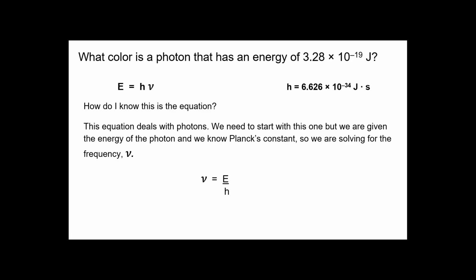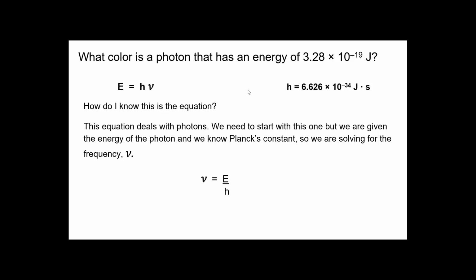What color is a photon that has an energy of 3.28 times 10 to the negative 19 joules? Here is the equation we're going to use. We will always be given Planck's constant. We need to know what color, and we have the energy, so we have E. Here's a hint. Frequency is in both equations, this equation and the last equation we used. And we were able to determine the color from the previous equation. So sometimes you might have to use a couple equations in order to solve a problem.